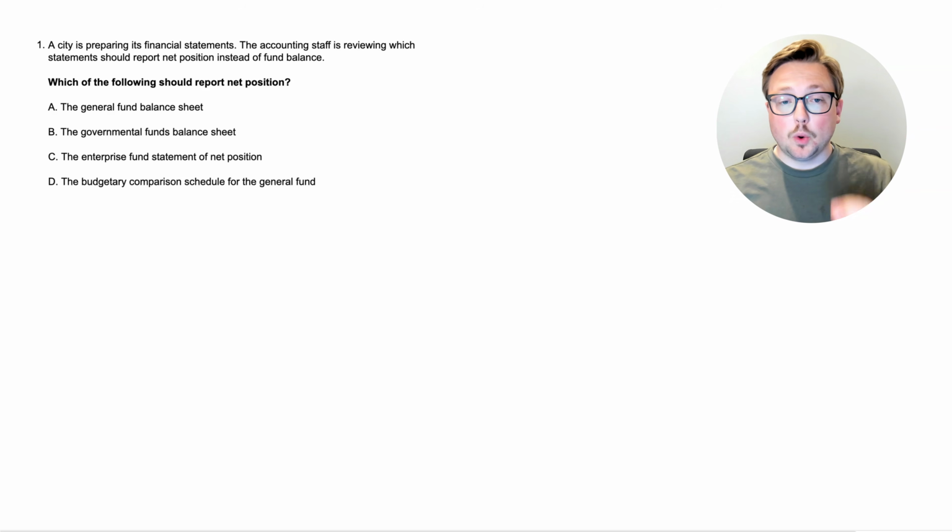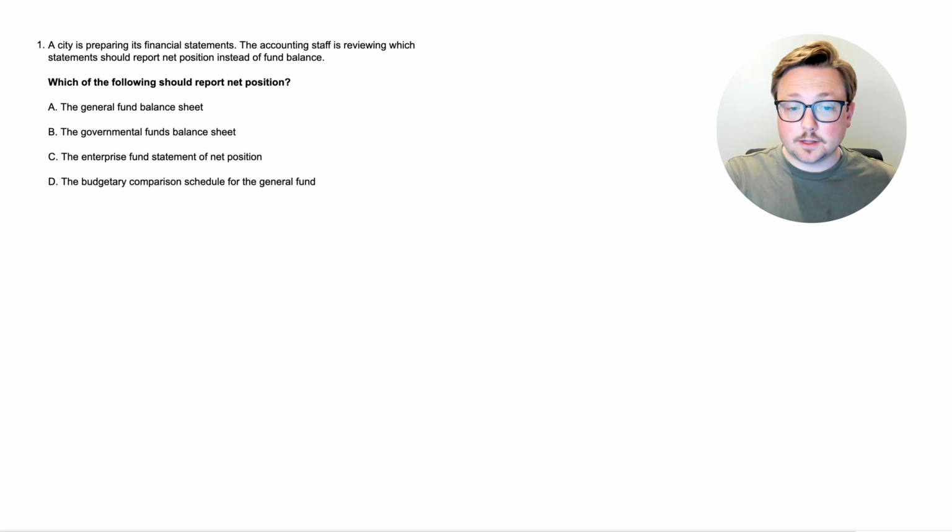Let's do that here. Which of the following should report net position? Let's go up to the top. A city is preparing its financial statements. The accounting staff is reviewing which statements should report net position instead of fund balance. So again, which of the following is supposed to report net position? The general fund balance sheet, the governmental funds balance sheet, the enterprise fund statement of net position, or the budgetary comparison schedule for the general fund.